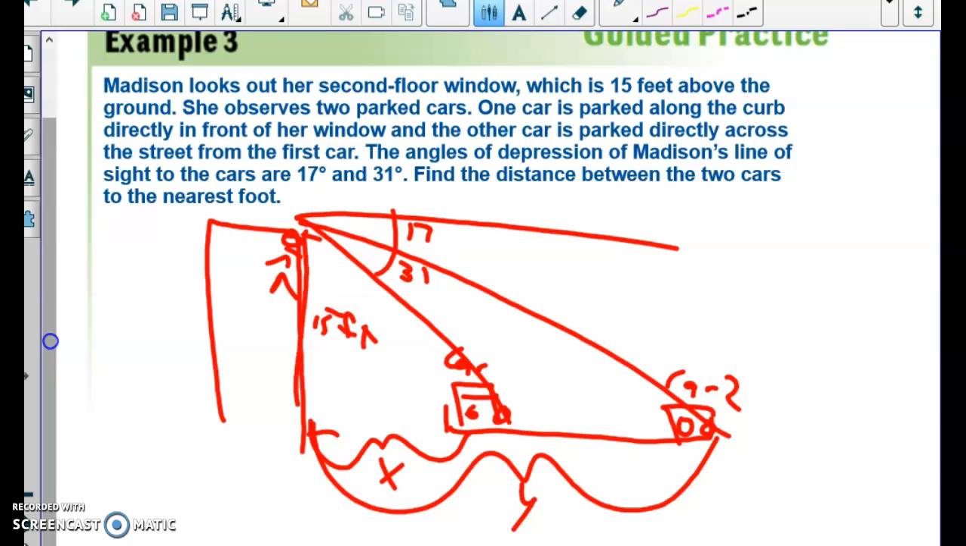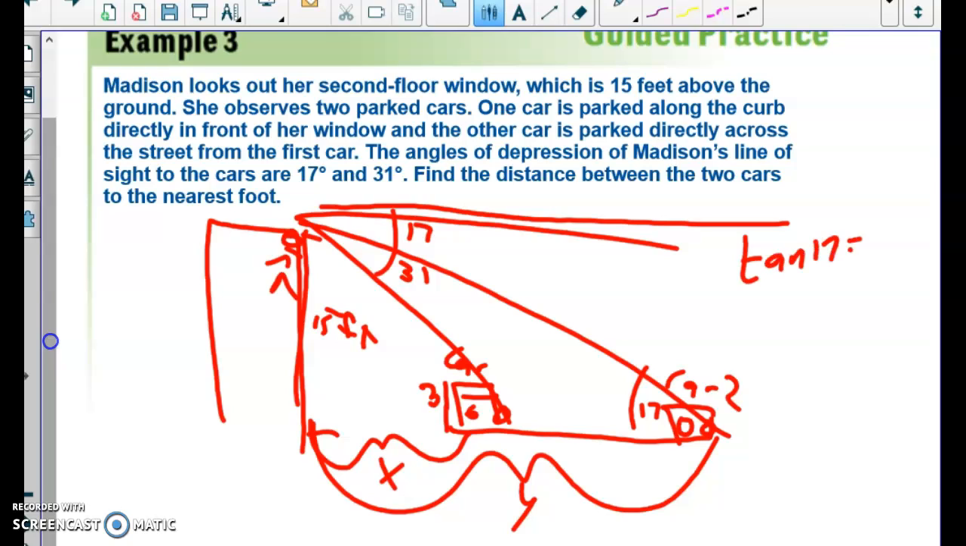I know that this angle of depression, since it's parallel, she's looking out straight, this would be the 17-degree angle. This would be the 31-degree angle. And so I'm going to use tangent of 17 degrees is equal to the opposite over the adjacent. And if I take 15 divided by the tan of 17, I get that y is 49 feet.